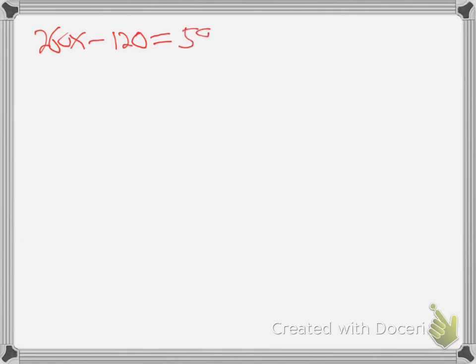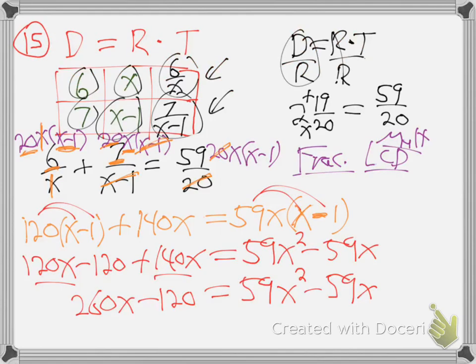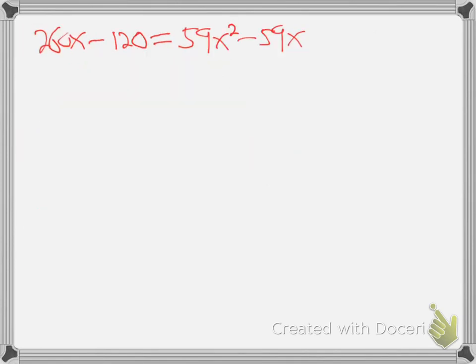59x squared minus 59x. Okay, so now we think, okay, now what? Now we have an x squared equation. What's the first step? Get a 0. You can try to factor or use the quad.